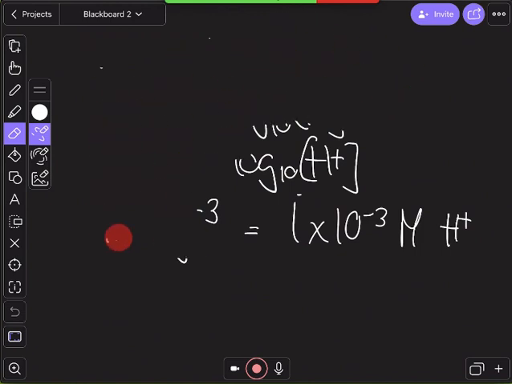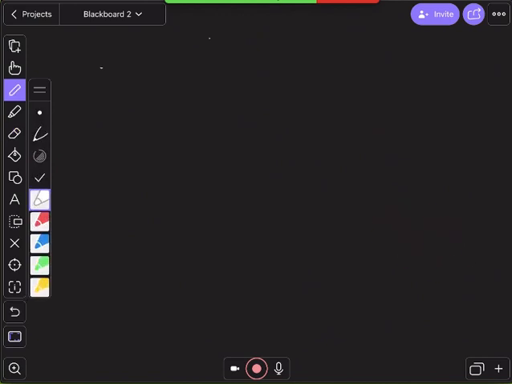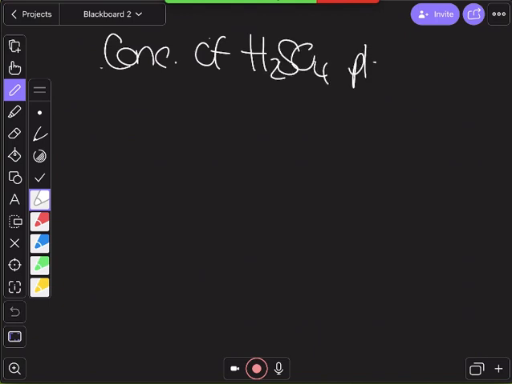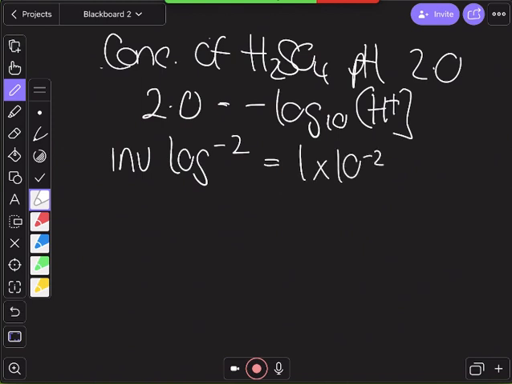So that was question 6. So question 7 then, if we look at it, says you want to find the concentration of a sulfuric acid solution that has a pH of 2. So again, 2 is equal to negative log to the base 10 of your hydrogen ion concentration. So shift log negative 2 is going to give you your hydrogen ion concentration, which is 1 by 10 to the minus 2 M.